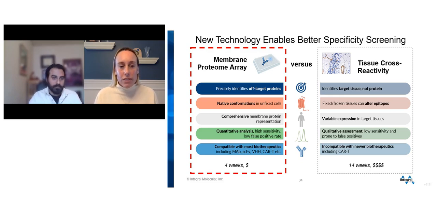Just to summarize some of that here, our MPA is able to precisely identify on a protein level any off-targets, versus the TCR only tells which tissue an antibody binds to. The MPA uses native conformations. We always use unfixed cells. We have a more comprehensive membrane protein representation. We also have secreted proteins now as well, versus there's a lot of variability in expression in tissues using TCR. MPA is highly quantitative and high sensitivity, versus the qualitative assessment that a TCR uses.